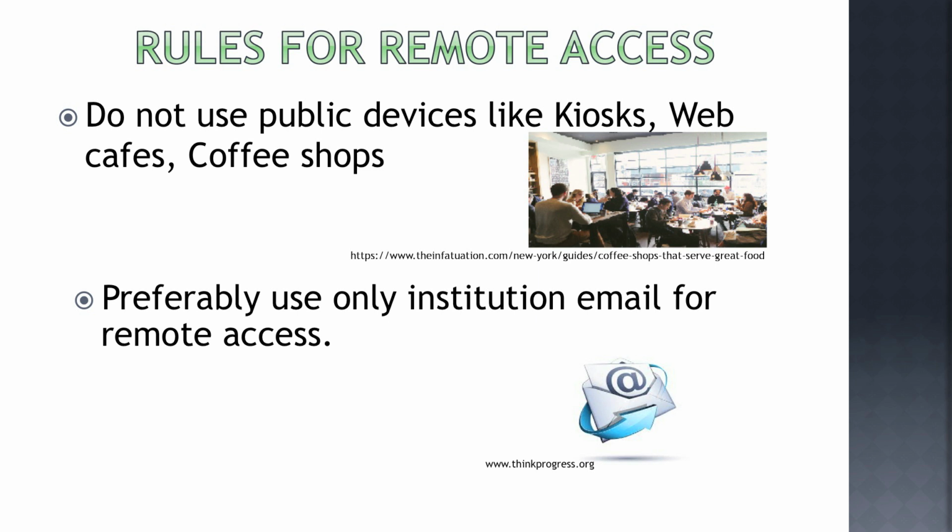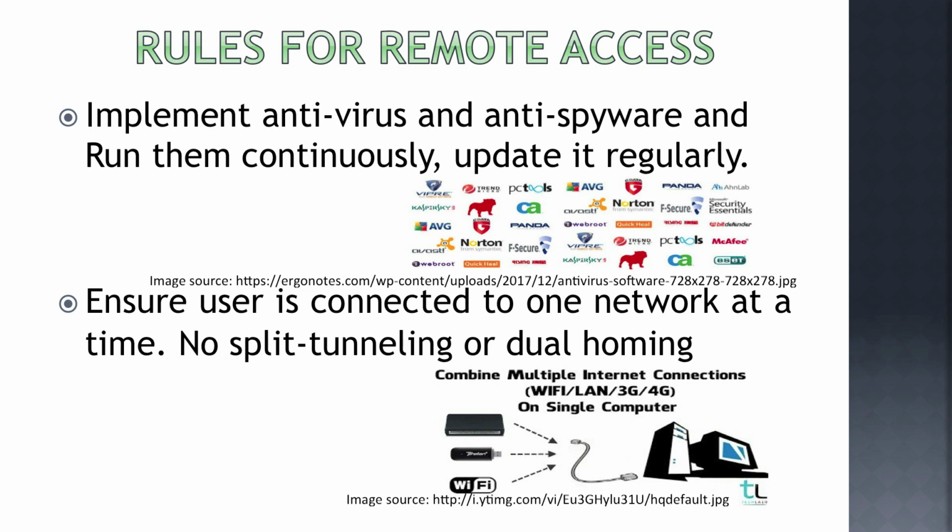Another rule is that you should preferably use only your institutional email ID for accessing remote access. Then always implement antivirus and anti-spyware, run them continuously, and update them regularly in your systems. Then ensure you are connected to one network at a time, which means no split tunneling or dual homing is advised. That means you do not need to use multiple systems or multiple networks while accessing remote access.